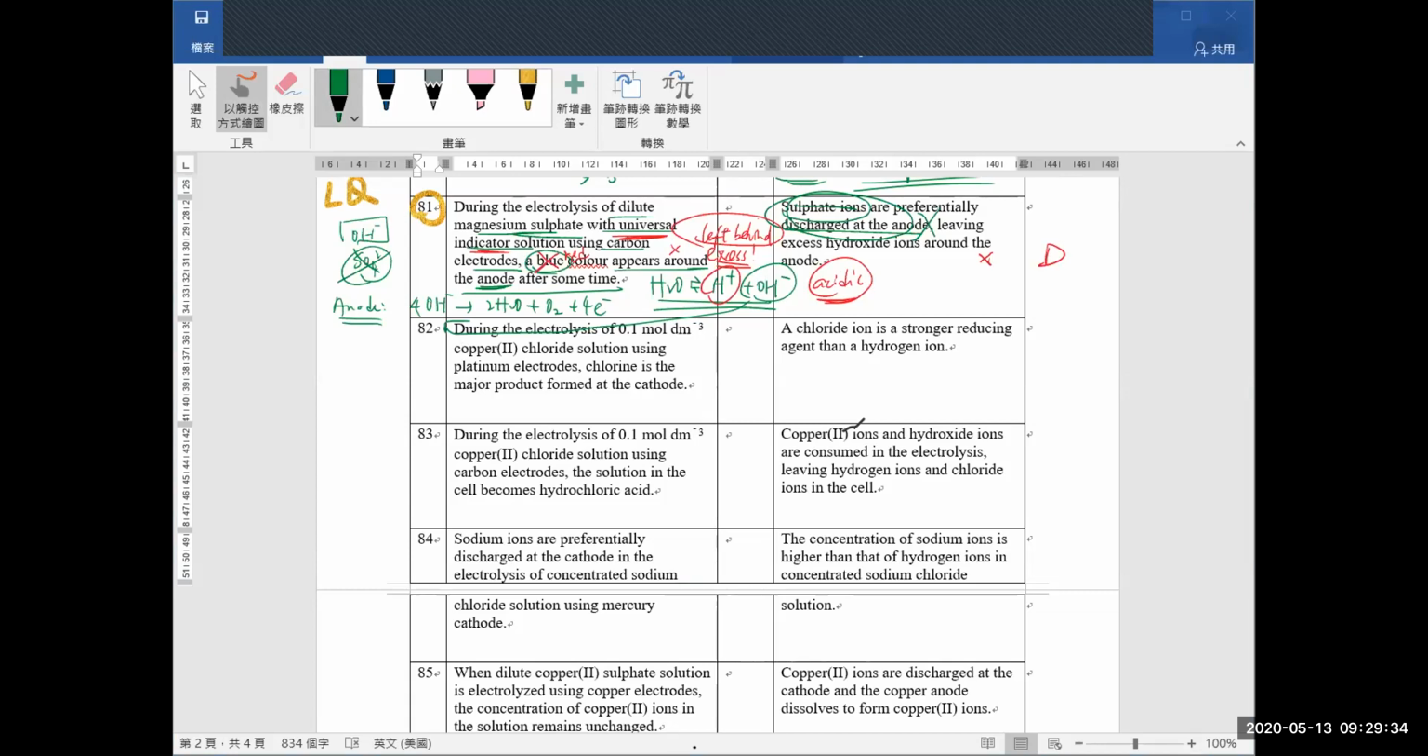During electrolysis of 0.1 molar copper(II) chloride using platinum electrodes, chlorine is a major product formed at the cathode. The chloride ion is a stronger reducing agent than a hydrogen ion.